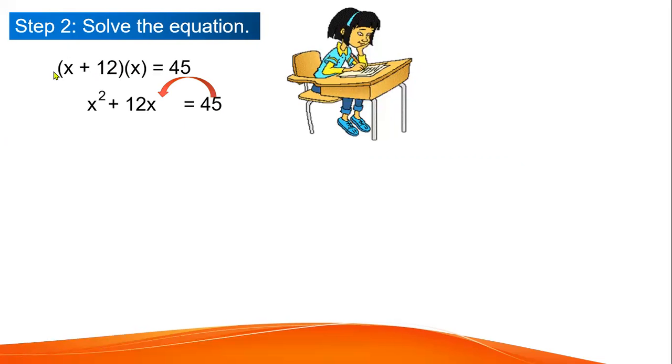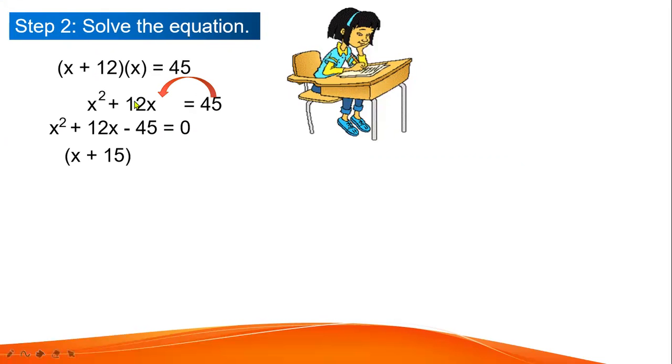Then after that, you transpose 45. This one is positive. And then if you transpose positive 45, it will become negative 45. So therefore, we have x squared plus 12x minus 45 equals 0.